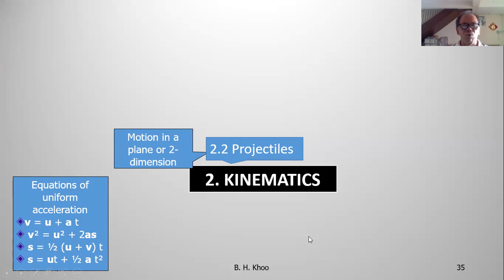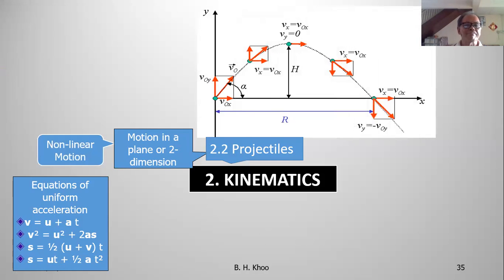It's called motion in a plane, or two-dimensional, or non-linear motion. If you send it up, that's the velocity of projection, and that's the angle of projection. Then it follows this path, which is called a trajectory. And for the same height, the distance traveled is the range R.